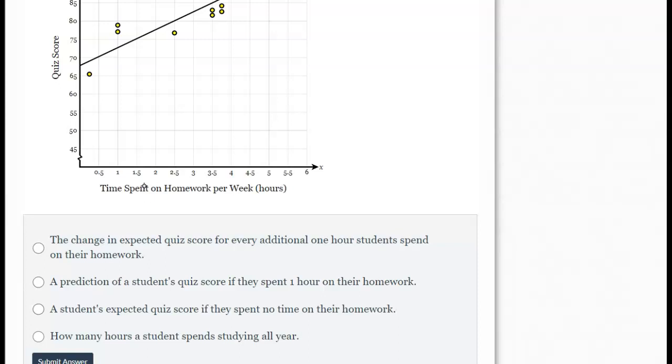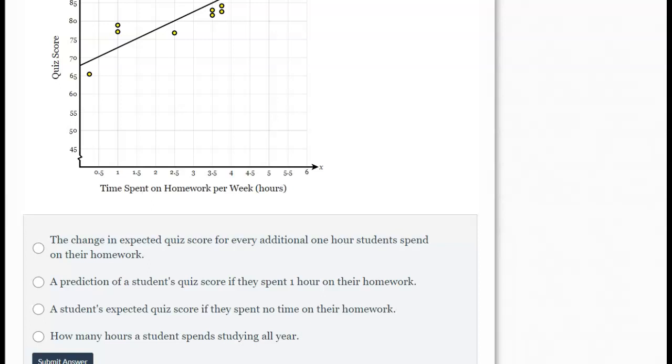A student's expected quiz score if they spend no time on their homework. Well, wasn't this representing no time, because we have our 1 hour, our 2 hour, our 3 hour, our 4 hour, and then each half hour in between there? Or how many hours the student spends studying all year. Well, this was worked up in hours, so all year is not a good fit for what this data is representing.